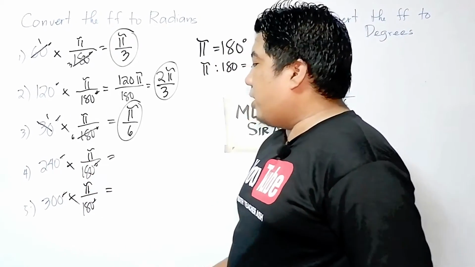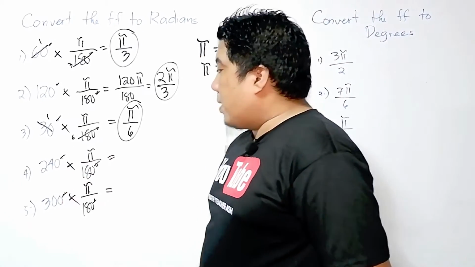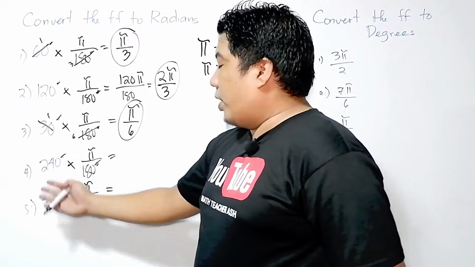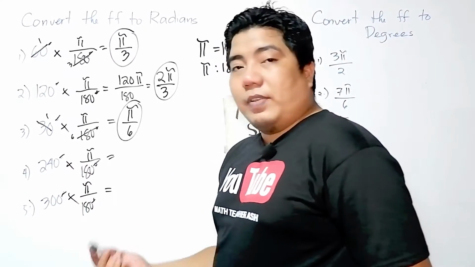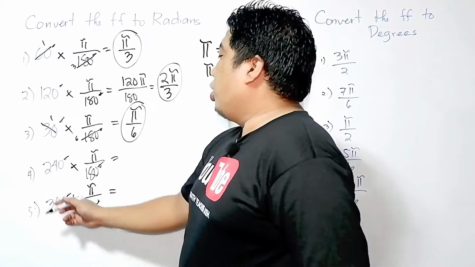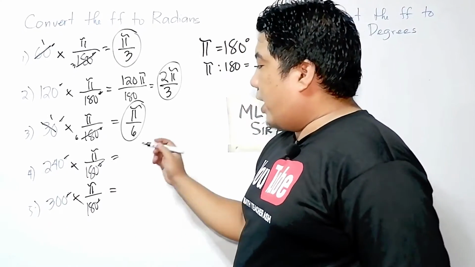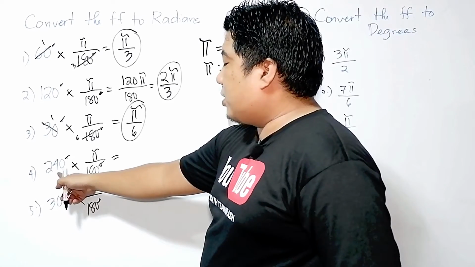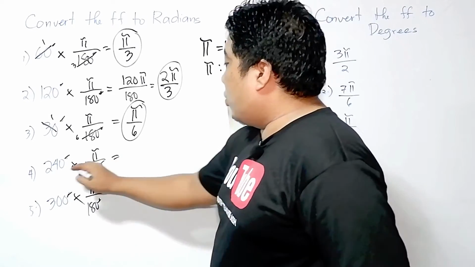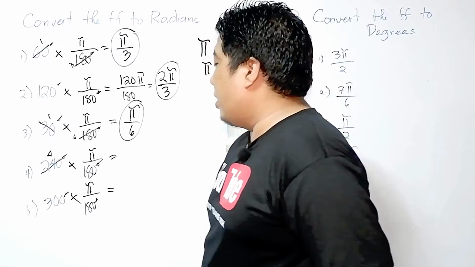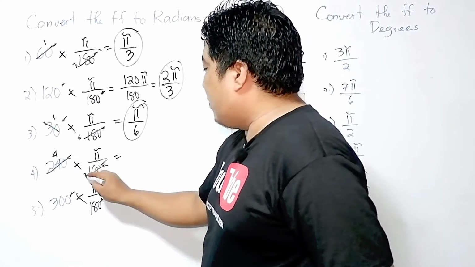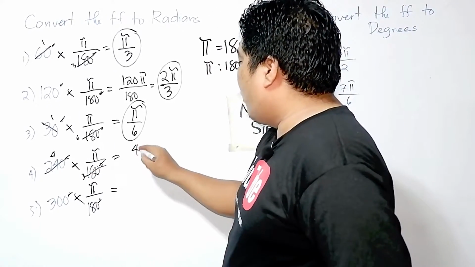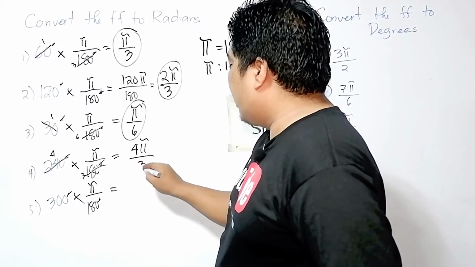How about this one? 240 over 180. Now, my dear math learners, this one is bigger, right? But it is still divisible by 60. So, the GCF of 240 and 180 is 60. So, dividing this by 60, that will give you 4. Dividing this by 60, that will give you 3. So, we have 4 pi over 3.